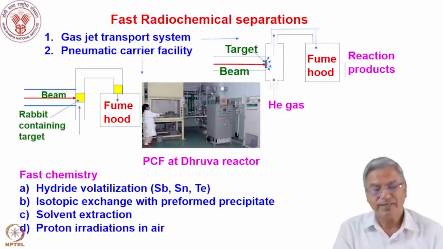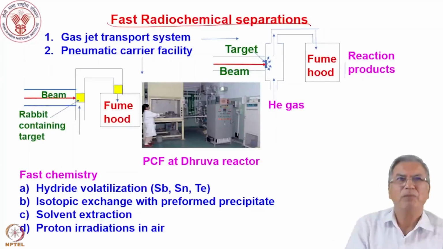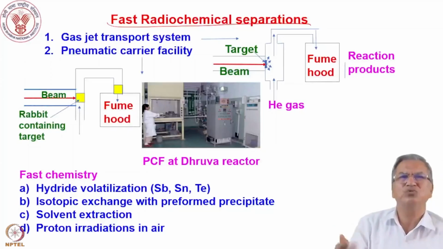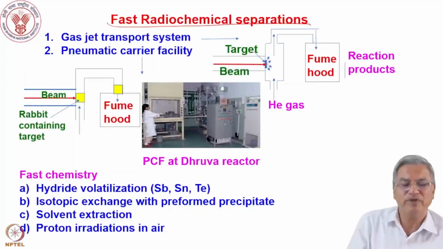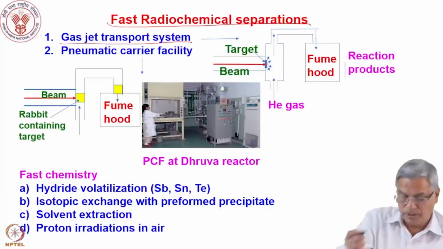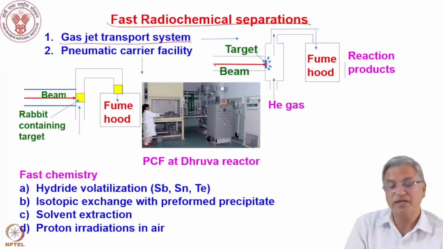Now, lastly, let us discuss fast radiochemical separations. Many times the half-lives are very short, seconds or milliseconds, even less than a minute, so you require very fast chemistry. There are techniques like the gas jet transport system. In it, you have a beam, so you are doing the experiment in the accelerator.